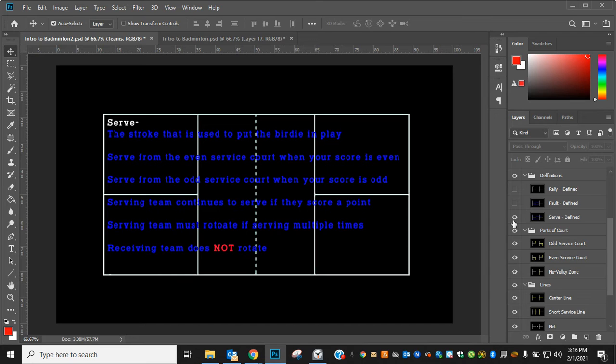So if you have an even score and you score a point, you will now have an odd score, which means you will now need to rotate to the odd service court and serve from the odd service court. You would continue to do this as long as you continue to score. The receiving team does not rotate.